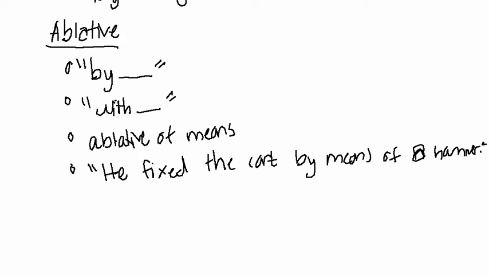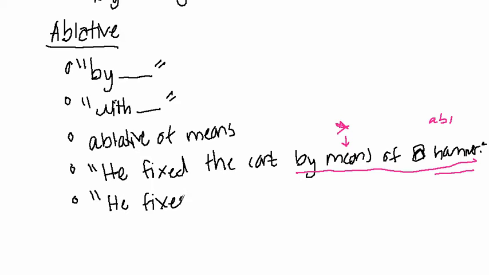Okay, so obviously based on what I just told you, you could tell that by means of a hammer, the hammer would be in the ablative case because it's an ablative of means, as shown by the "by means of" precursor. So now I'll give you an example without the "by means of," and hopefully you'll be able to tell that they're both ablative of means. Same sentence: he fixed the cart with a hammer.